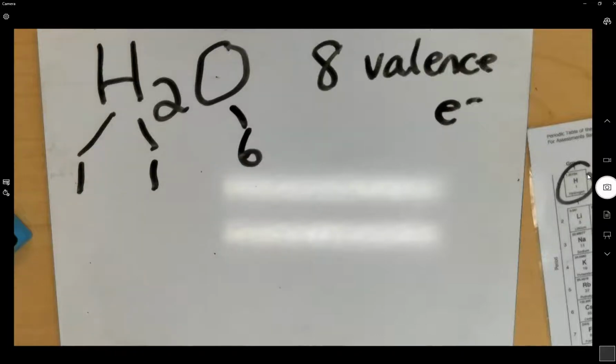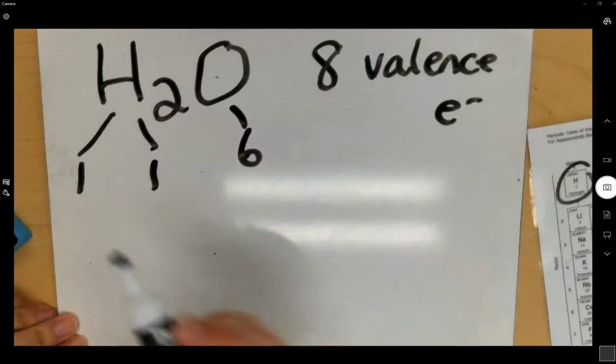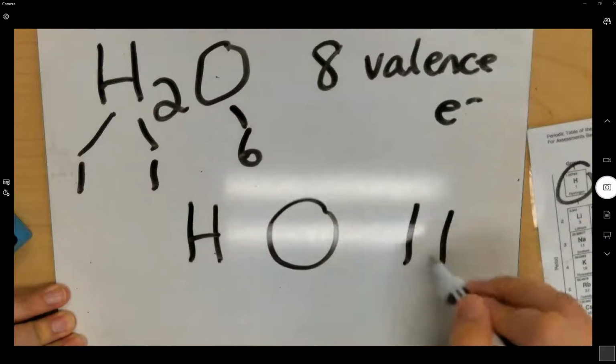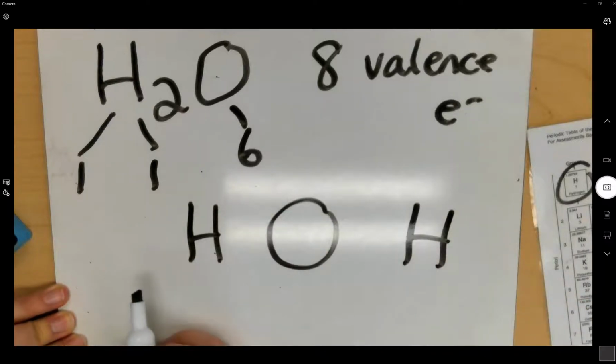Next, I want to arrange my atoms spatially so that I select which atom is in the center. Now, there's a couple rules that govern this. Hydrogen can never be in the center because it can only make 1 bond. Carbon is always in the center. And beyond that, the least electronegative atom is in the center. So here, hydrogen can't be a central atom, so I know it must be oxygen. So I'm going to arrange it so that oxygen's in the middle and hydrogens are on either side.